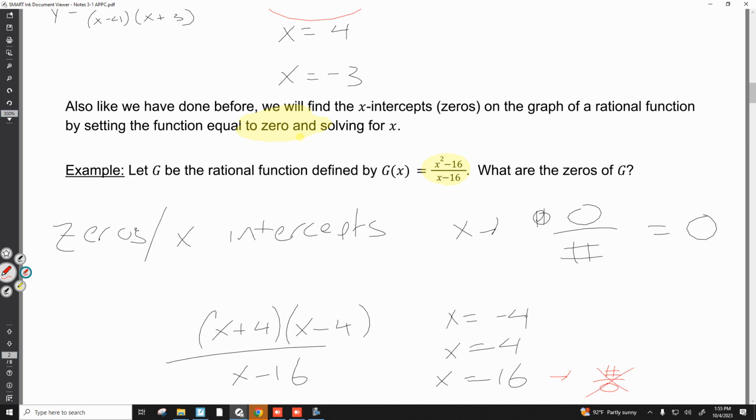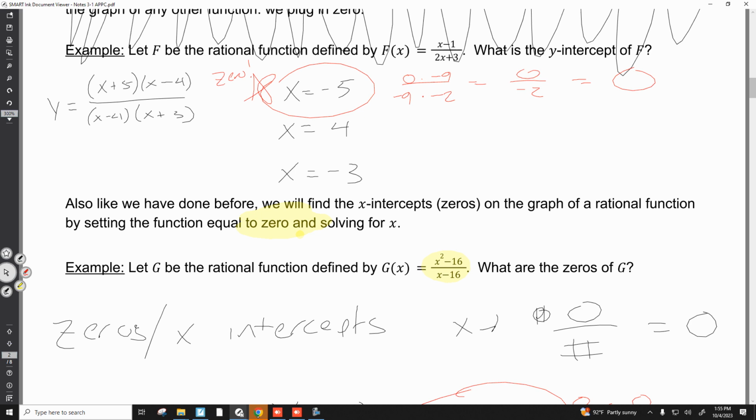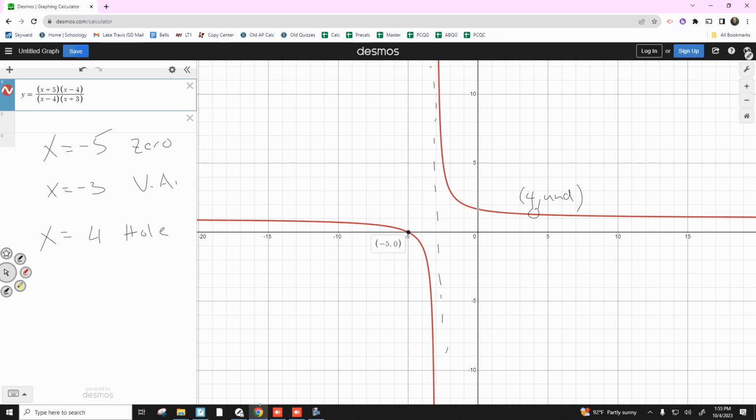-4 and 4. I get 0 divided by something if I plug that in. That's a y coordinate of 0. Y coordinates of 0 mean we have zeros. Boom. We've located our two zeros. X equals 16 is not the 0, but it is an interesting location that we're going to have to worry about. So, we see with our graph, x equals -5. Boom. This is 0.